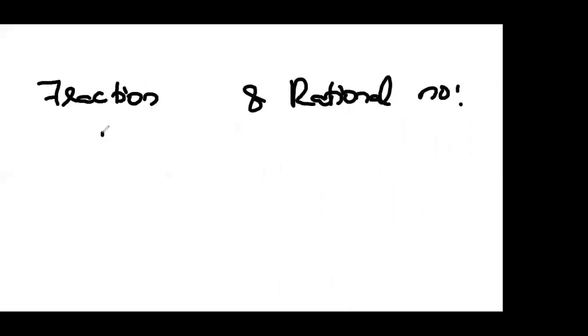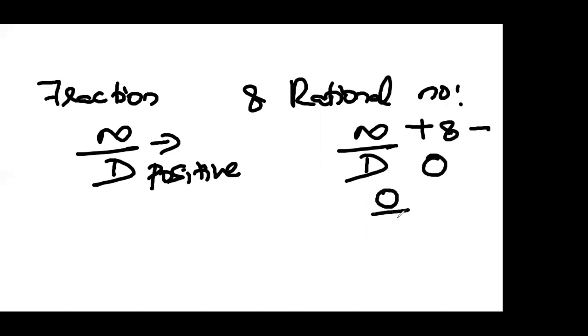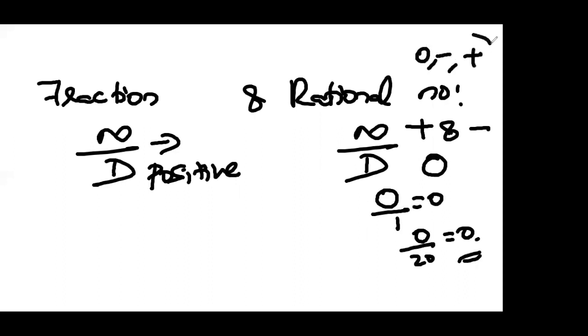Both we can represent as numerator by denominator. But fraction can only take positive values, while rational numbers can take both positive and negative numbers. Even 0 is also a rational number. Why? 0 I can represent as 0 by 1, and 0 by 20 is also 0. So 0, negative and positive numbers are rational numbers. But fraction means only positive numbers we can take.